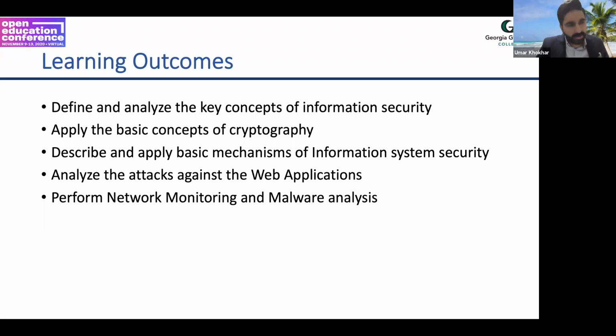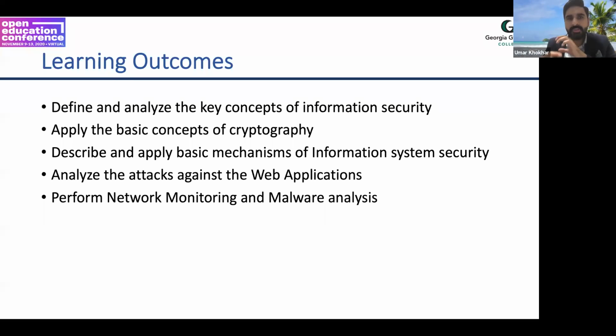That's the learning outcomes of the fundamentals course of information security. Starting with the first, the students should be able to analyze the key concepts of information security. Key concepts mean they should have a thorough understanding of the traits of information security, how security can be evaluated and assessed. For example, confidentiality, integrity, availability, authentication, and all the basic concepts of information security.